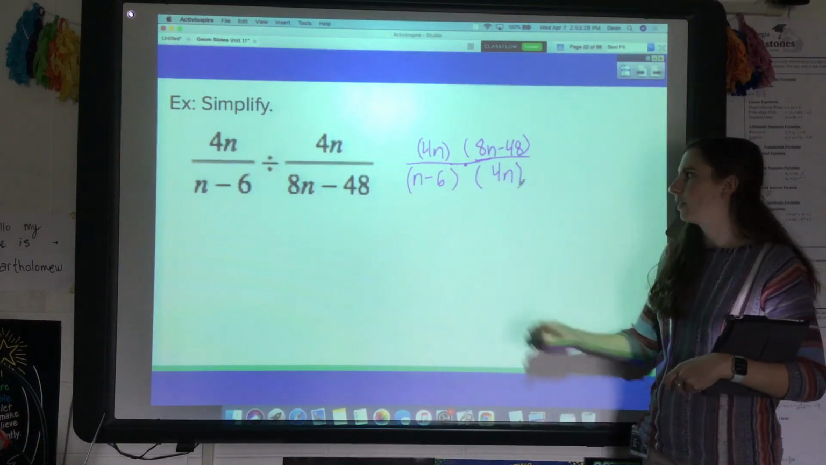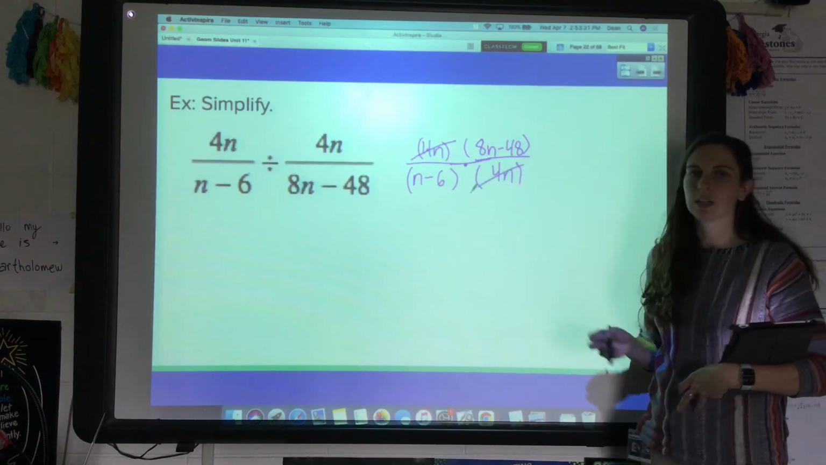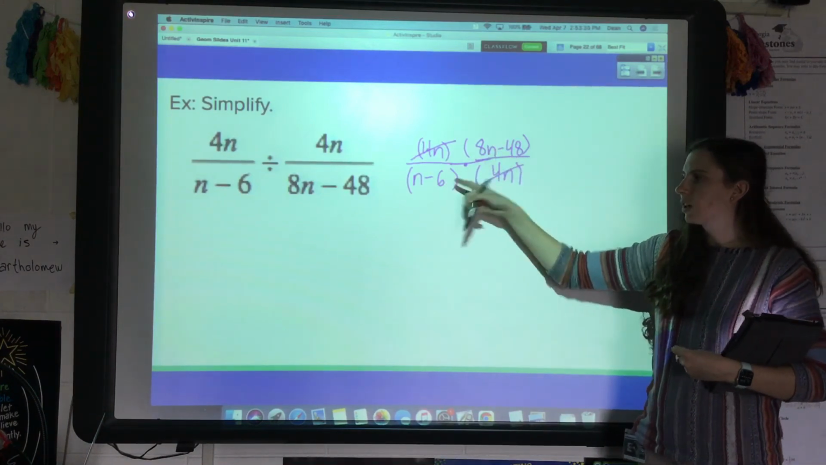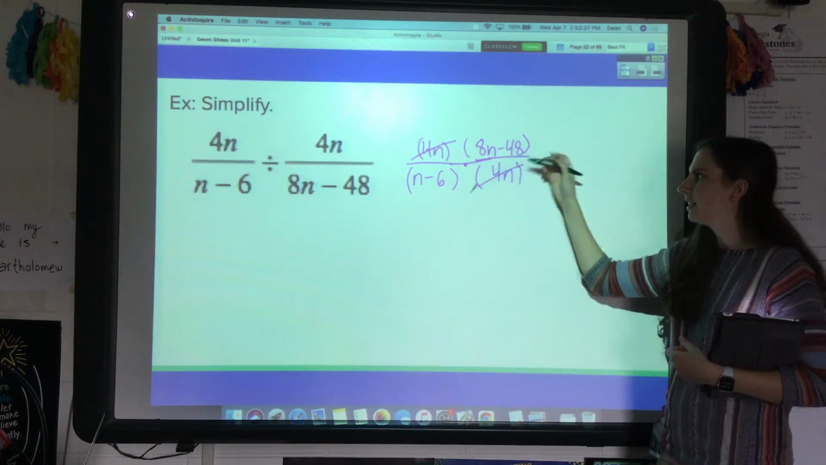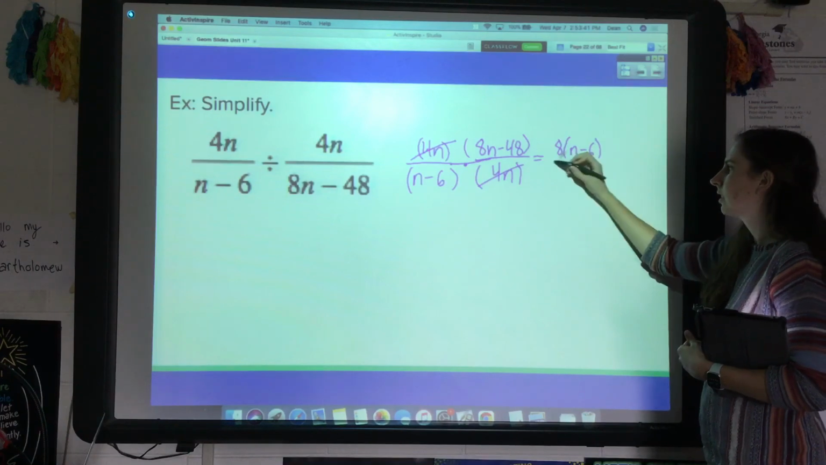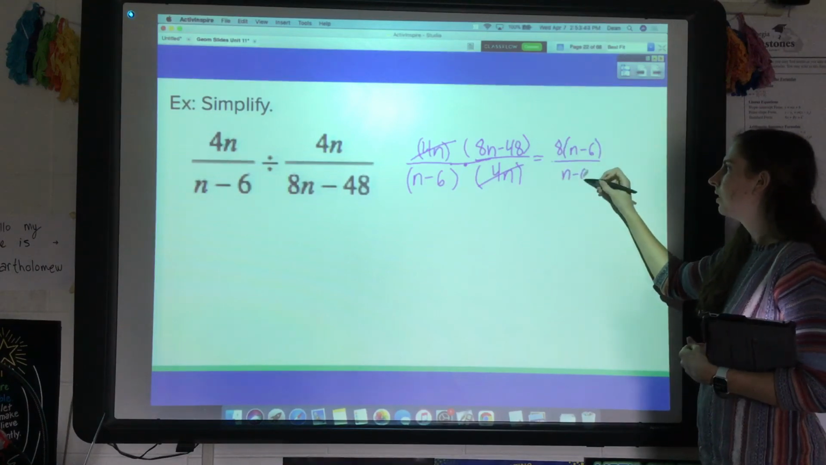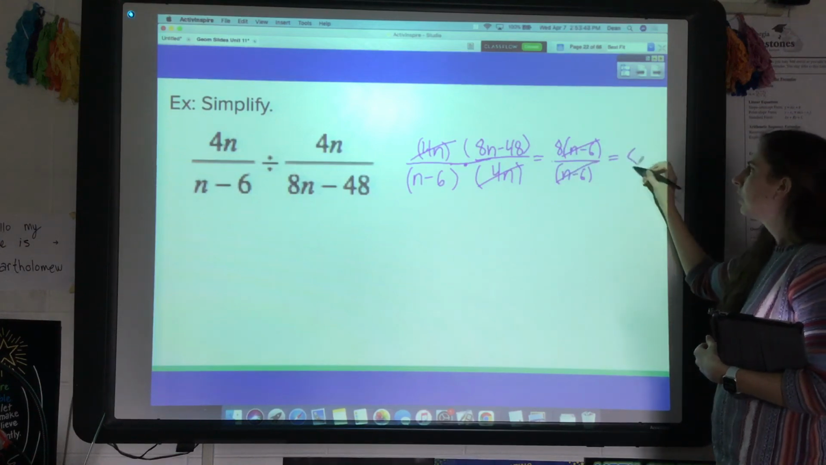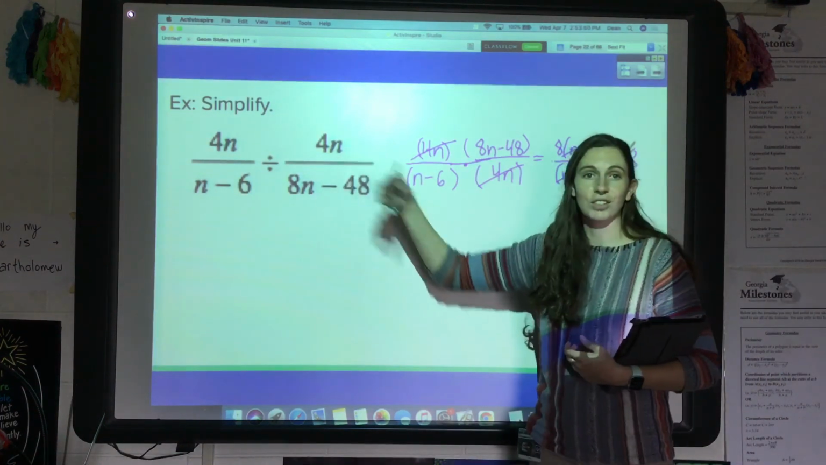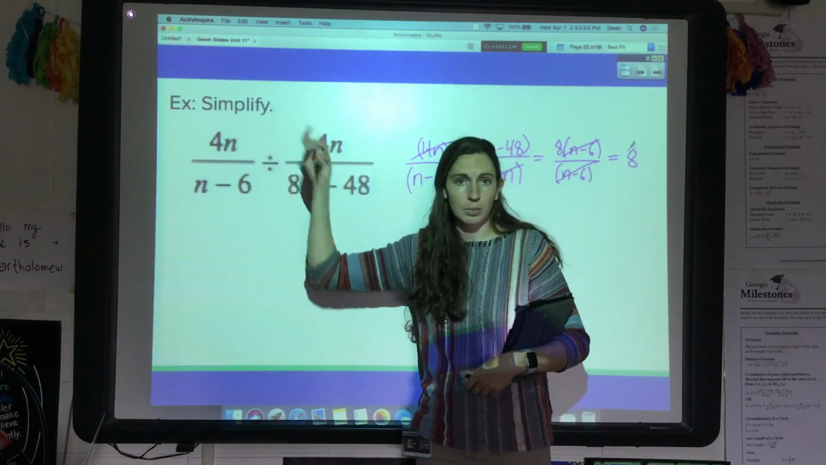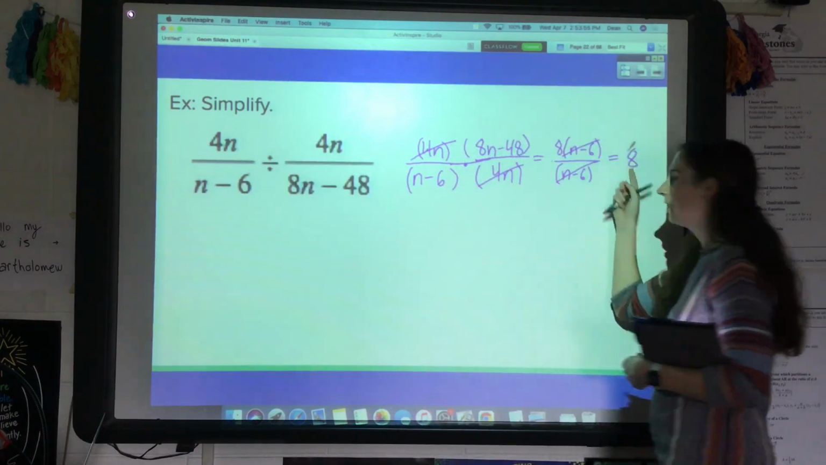You may notice right off the bat these 4 n's cancel, so I'm just going to go ahead and do that. And then this stuff doesn't cancel currently, but I can factor an 8 out of this as a GCF, which will leave n minus 6. And now those cancel, and I literally just get 8. So that whole thing just turns into 8. Again, this is another one where it doesn't even matter what n is. It could be anything. It's always going to give you 8.